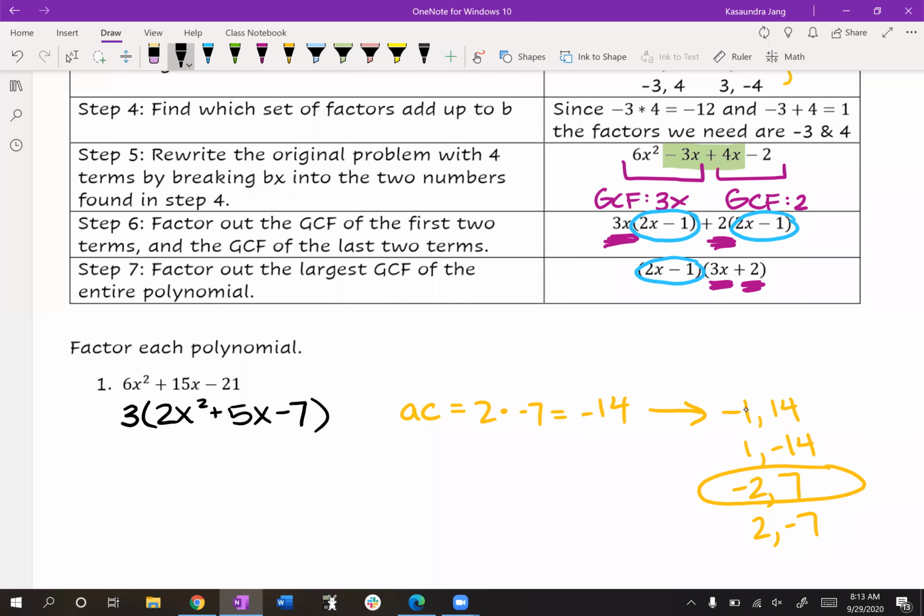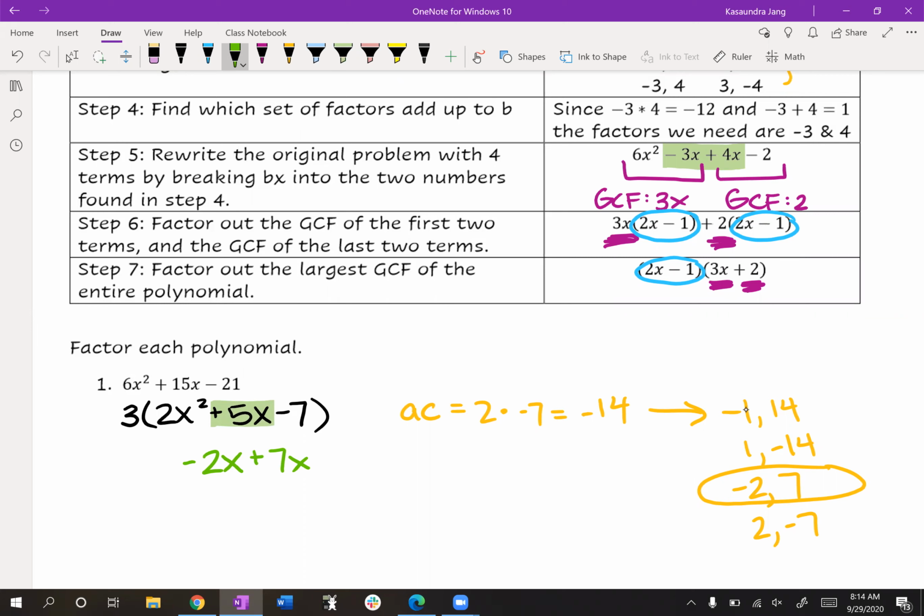All right, so now that I know I have to use the -2 and the +7, I am going to break up this b value, the 5x. I'm going to break that up into the -2 and the 7. I'm going to do a -2x and a 7x. -2 plus 7 is 5. Okay. The rest of it's going to stay the same.